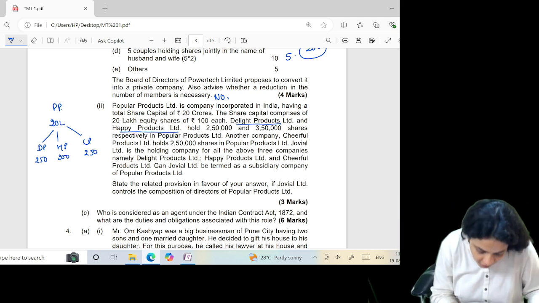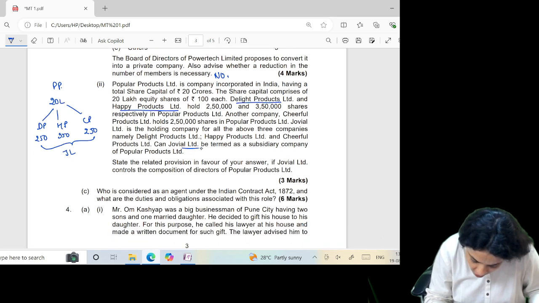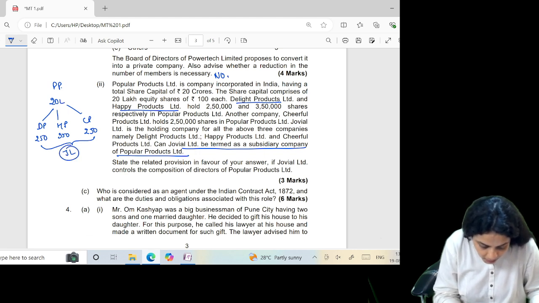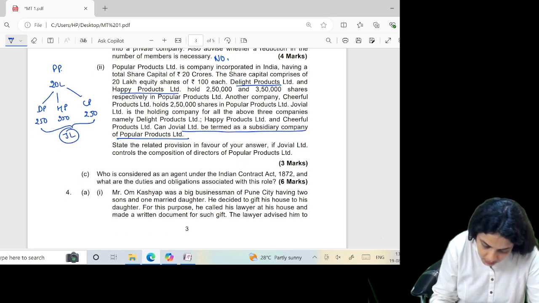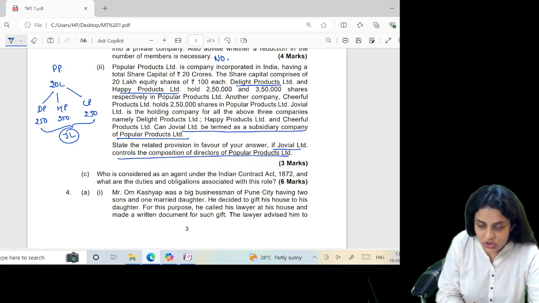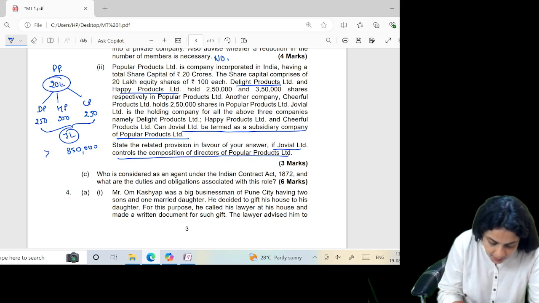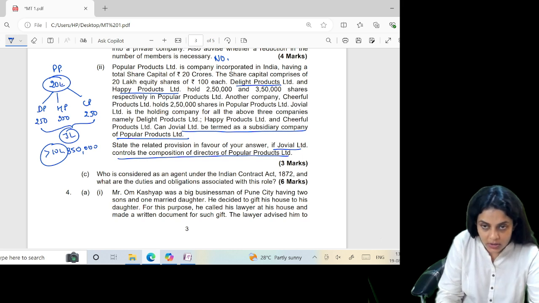Jovial Limited is the holding of all the above, right? So, can Jovial Limited be termed as a subsidiary of Popular? State the related provision in favor of your answer if Jovial Limited controls the composition. So, first, let's see how much is the holding. 250, 350, 250. That means 8 lakh 50,000 is the holding. Out of 20 lakh, if you hold more than half, that is more than 10 lakh, then you would be holding subsidiary. So, as per the holding, you're not holding or subsidiary.